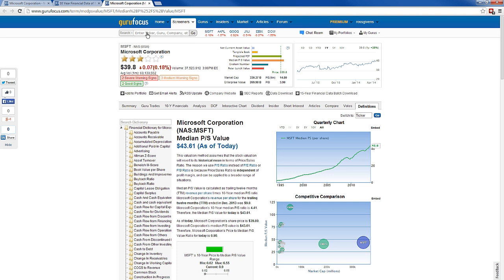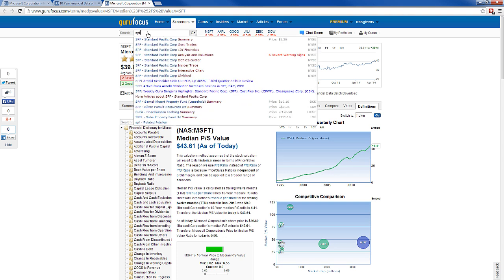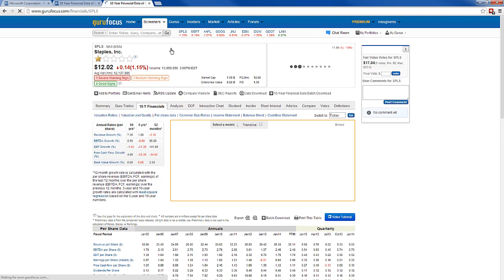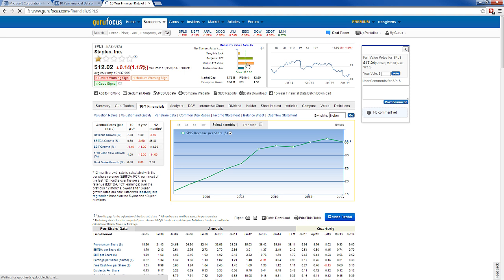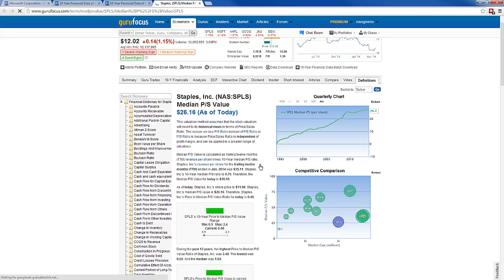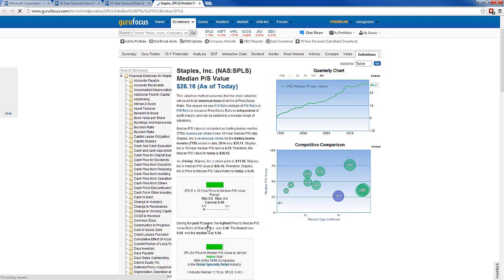We'll do this for Staples. What's Staples? SPLS. Yeah, SPLS. So we look at Staples, for instance. I'm sure they're going to be at the low end of their range. This company has traded historically at a range between 0.5 and 2.4, and they're now at the absolute low end of that at 0.46. Now, obviously, with Staples, we know there's more to this, right?